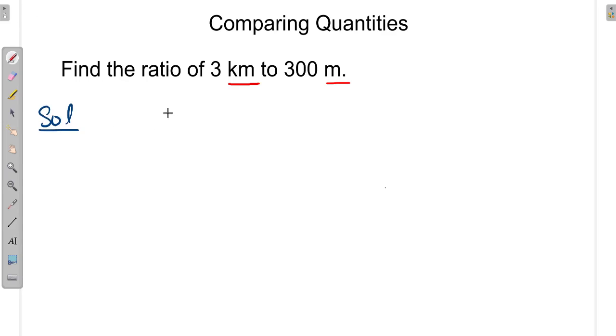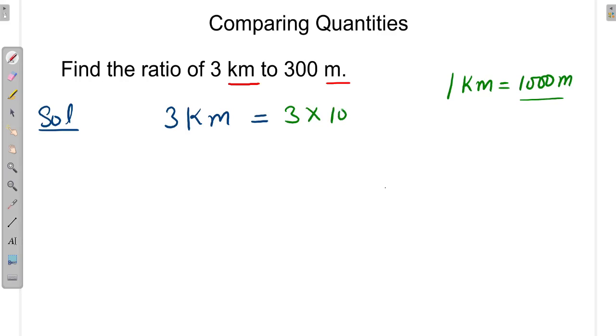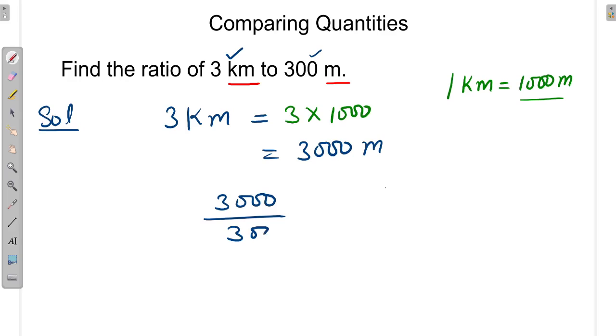In this solution, first convert 3 kilometer into meter. We know that 1 kilometer is equal to 1000 meter. So to convert 3 kilometers, 3 is multiplied by 1000, and the answer is 3000 meter. The 300 meter is already given. We have to find the ratio between 3 kilometer and 300 meter, so put it in fraction form. In the numerator it becomes 3000 and in the denominator 300.